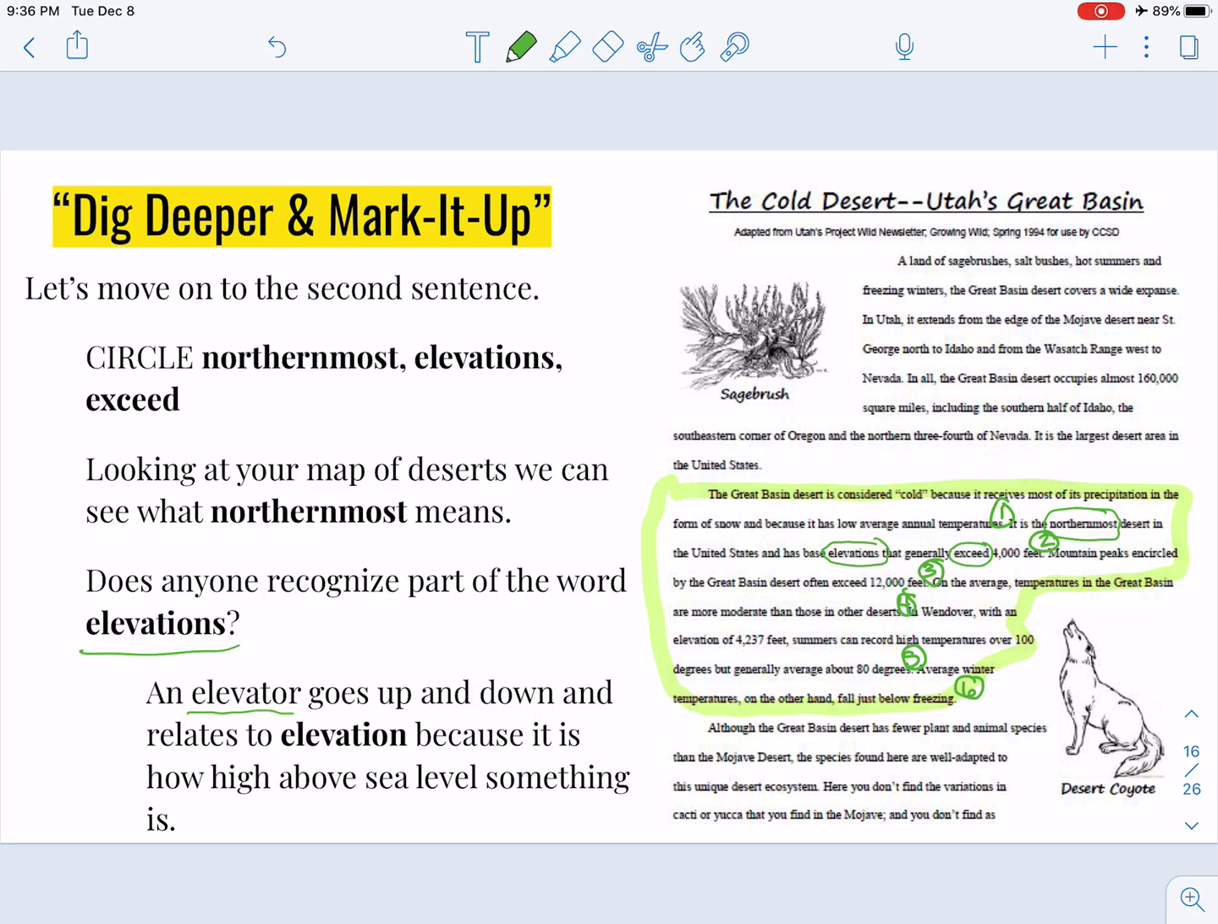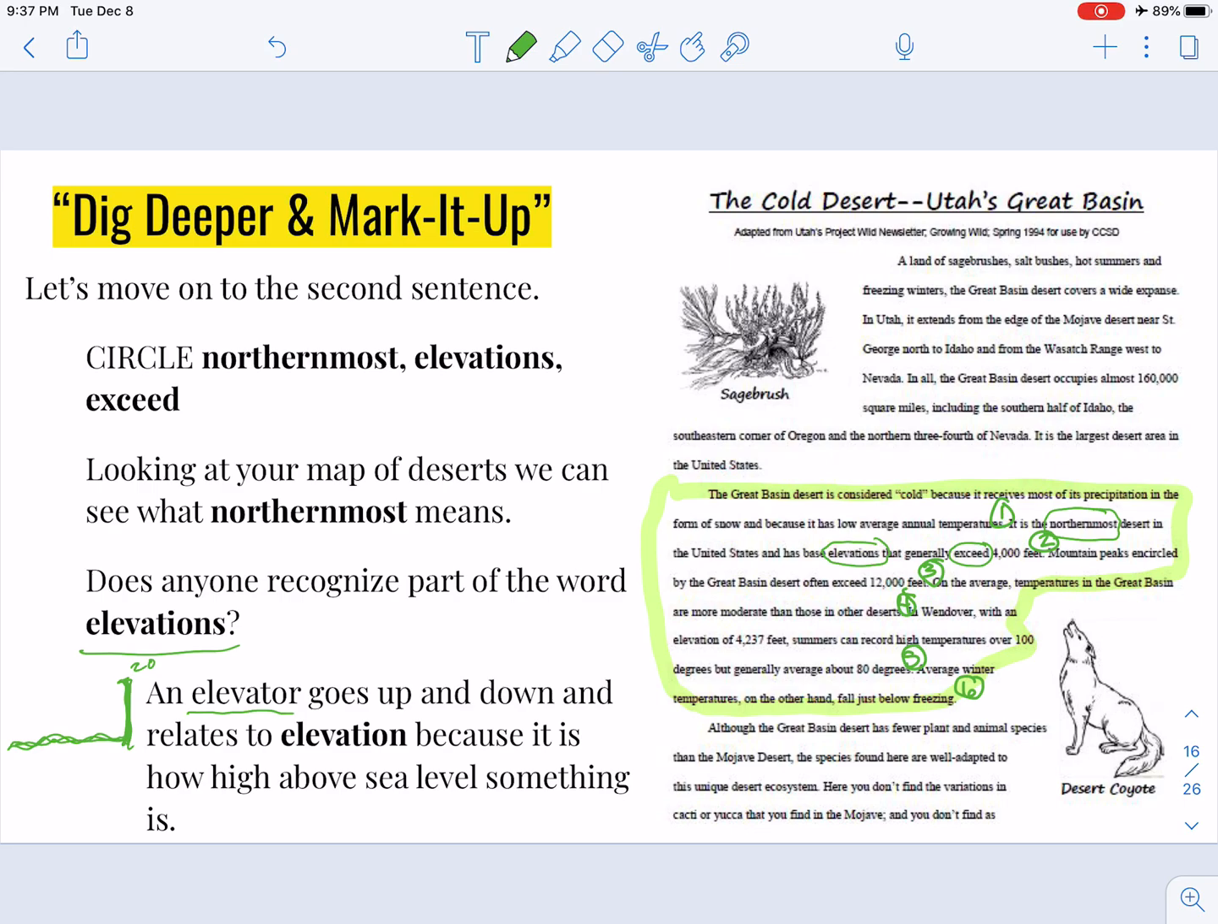Now, looking at the word elevations, I know that I've heard that before, but has elevator. An elevator goes up and down, and it relates to elevation because elevation is how high above sea level something is. So if I am at the beach, there's my water, pretend it's blue. I am at sea level. I have 0 feet of elevation. However, if I go up to the cliff that's up here, I might be at 20 feet elevation, depending on how tall that cliff is.